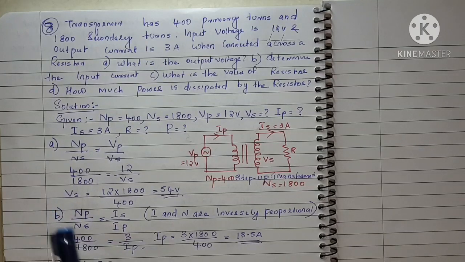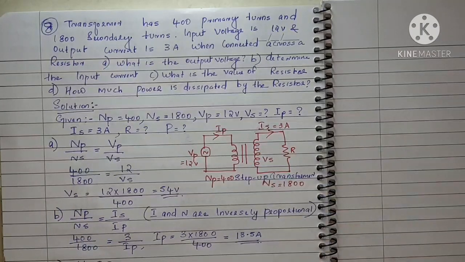First, we'll find out the secondary voltage using this equation, NP by NS equal to VP by VS. NP, NS and VP is given. 400 by 1800 equal to 12 by VS. VS is equal to 54 volt.